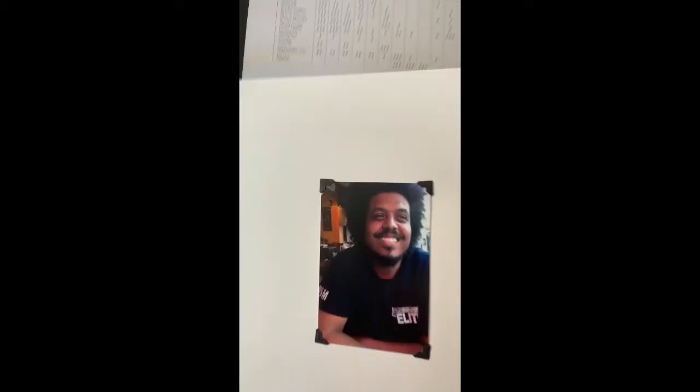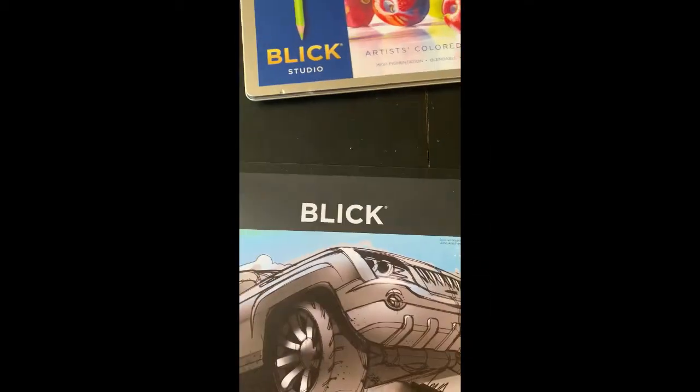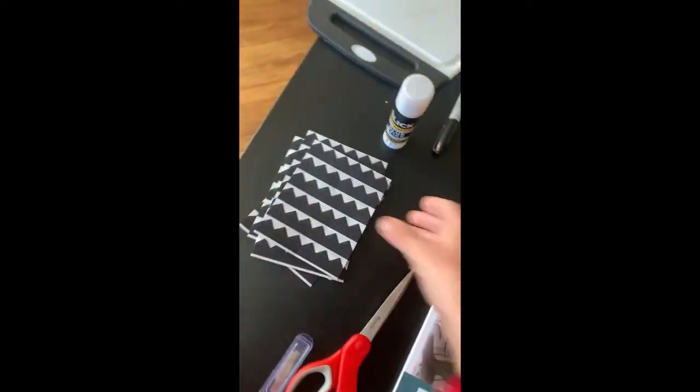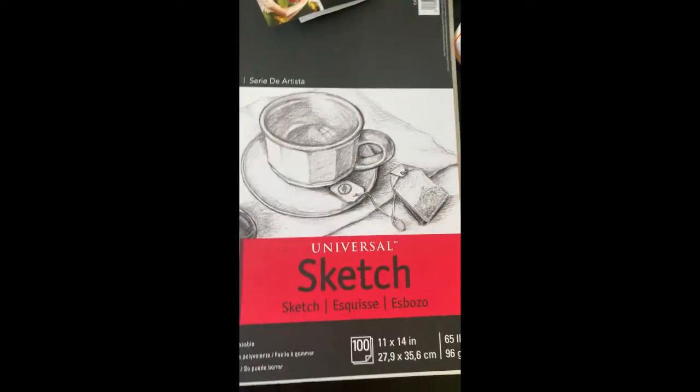Oftentimes people use these photo corners for scrapbooks and things like that too. You can see that he's staying on there pretty well. Okay. Oftentimes in this class, you'll have the option of whether you want to do photography or collage or drawing. And so it's good to know how to use all of these materials.